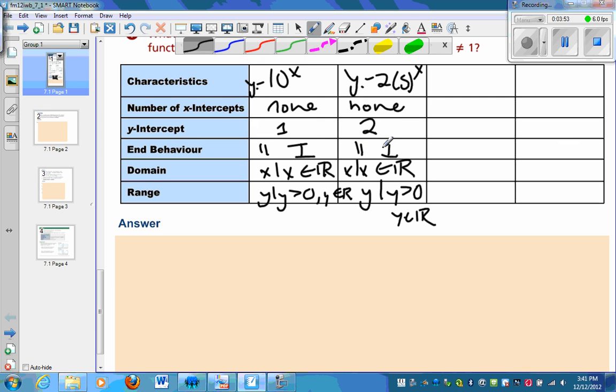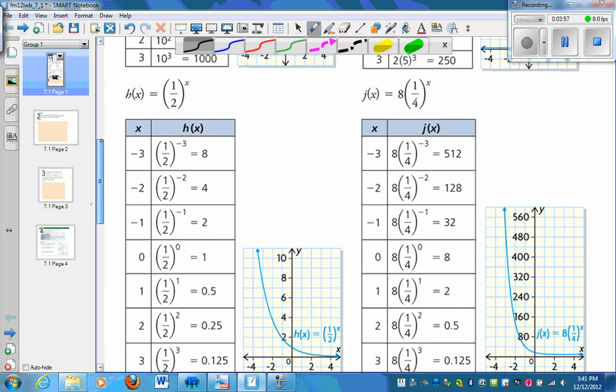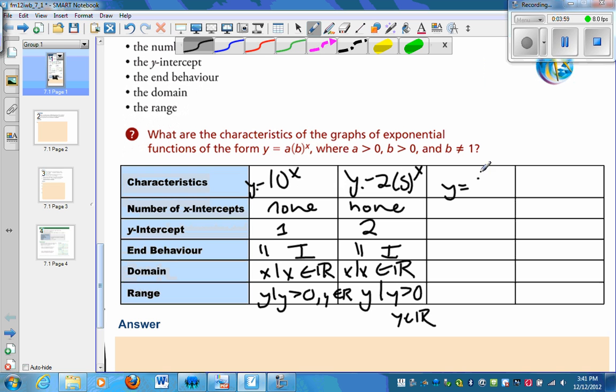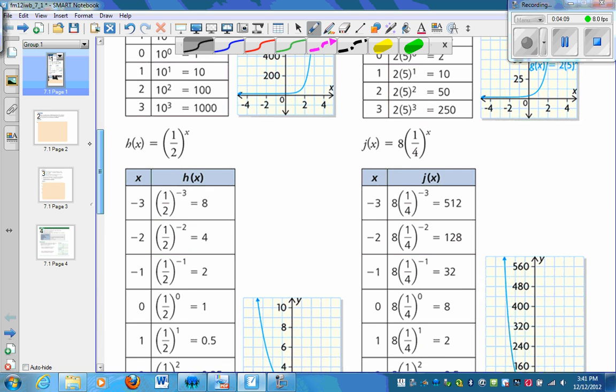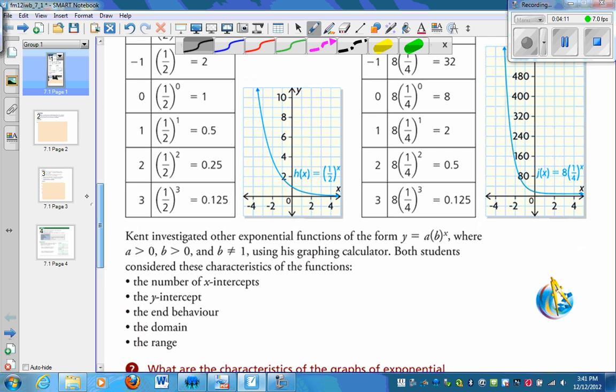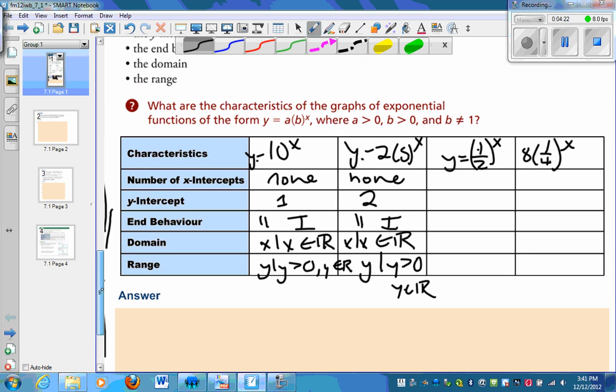Quadrant 2 to 1. Okay, our next one, I believe, was 1/2 to the power of x, and then we had 1/4, 1/2 to the power of x, and then 8 times 1/4 to the power of x. That was right, okay? So again, no x-intercept. It looks like we have y-intercepts. In this case, it's 8, and in that case, it's 1.